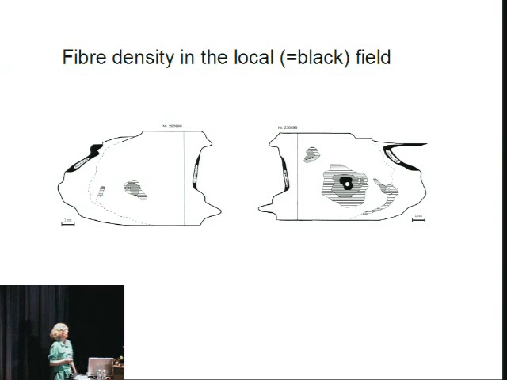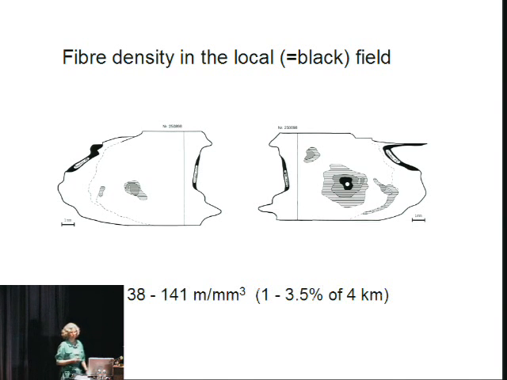The last question is then, what is the fiber density in this black region? What I just showed you is densities in distant spots, but locally, what is the density here? The density locally is always considerably higher, in the range of 100 meters per cubic millimeter, but even there, this is only a few percent of the total fiber length in such a region.